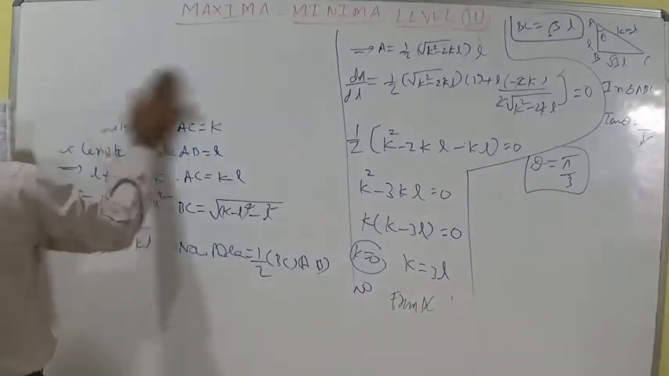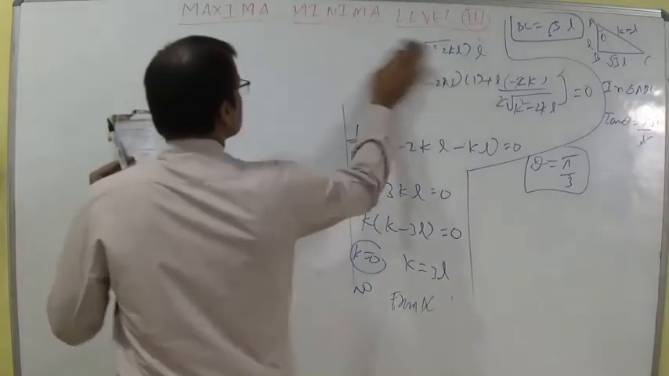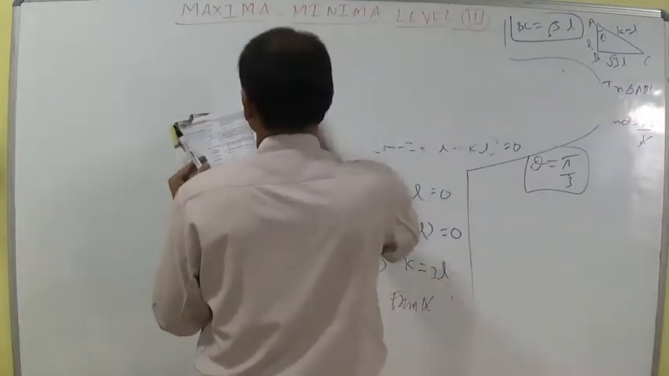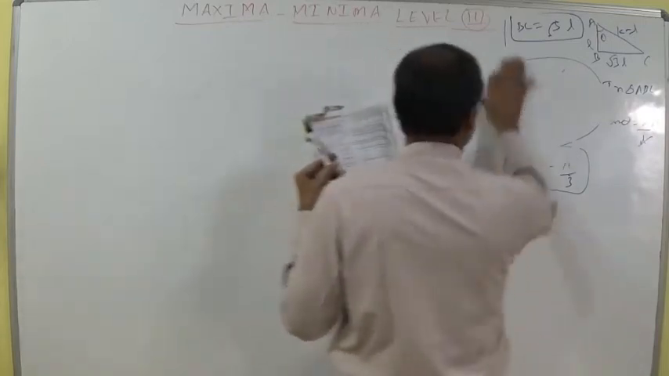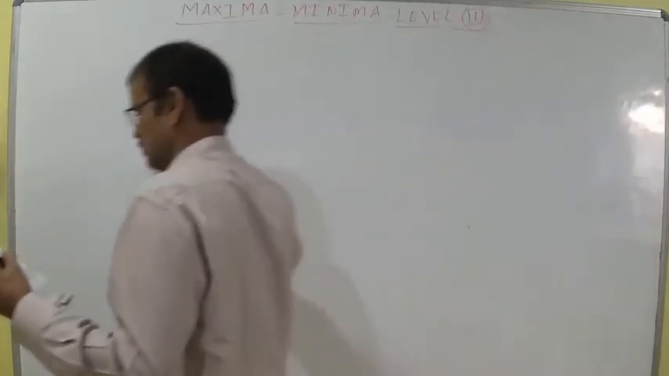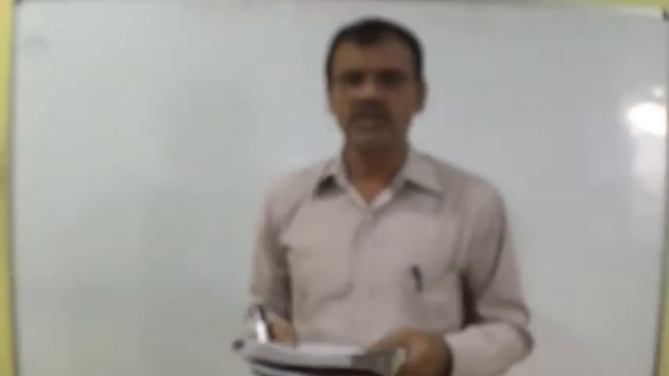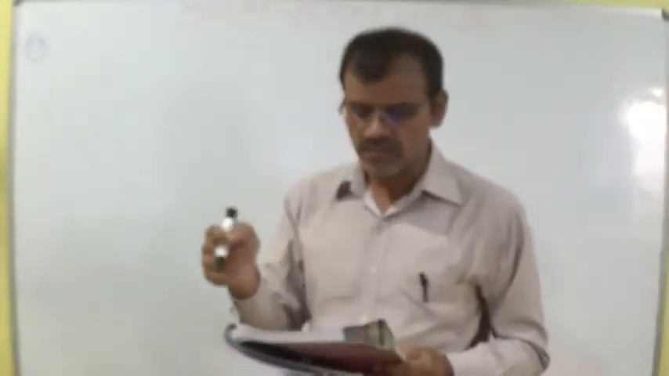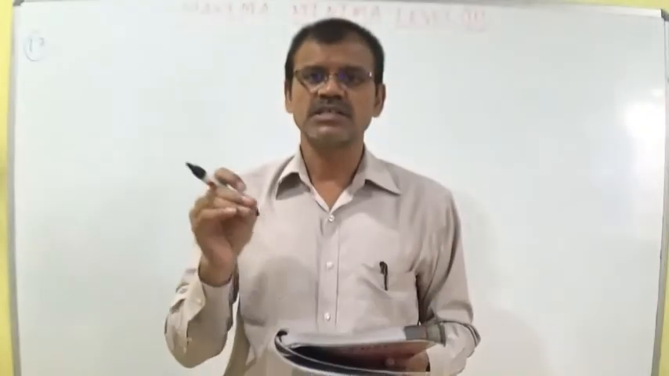17th one. The least perimeter of an isosceles triangle in which a circle of radius r can be inscribed. A circle of radius r can be inscribed in a triangle. Try to observe these things, students. Circle of radius r inscribed in triangle.